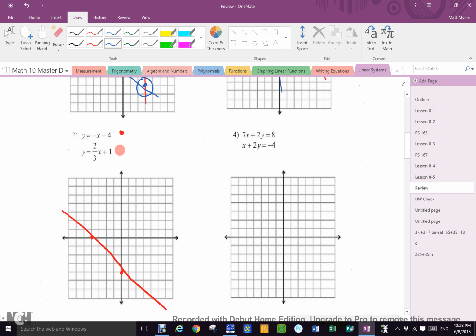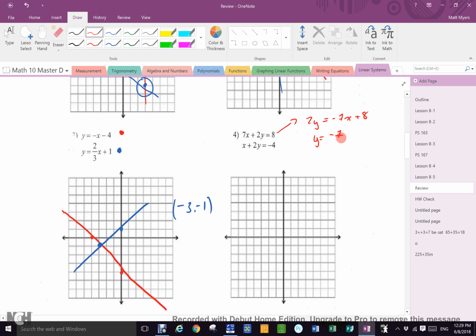And it's also in slope-intercept form, so I go to +1, and I have a slope of 2/3. Down 2, over 1, 2, 3, right there. And it is -3, -1. And, oh, this one's going to cause a bit of trouble because it's not in slope-intercept form. But fortunately, Mr. Myers has taught me how to do math.